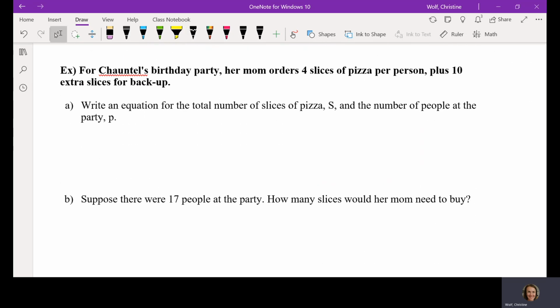Okay. For Chantel's birthday party, her mom orders 4 slices of pizza per person plus 10 extra slices for backup. Write an equation for the total number of slices of pizza, S. So like I said, the first letter I show you, or the capital letter, is usually how we start our equation. So S represents the total number of slices of pizza she's ordering. And the number of people at the party is going to be represented by P. So we know that she is going to order 4 slices per person.